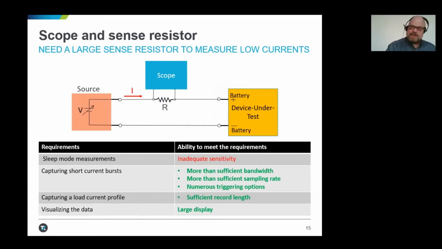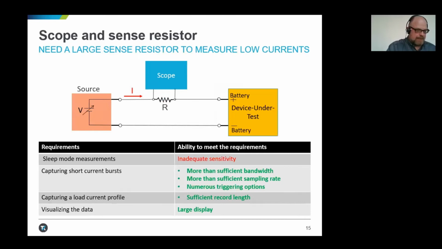Let's take advantage of the oscilloscope's signal capture capability and put a sense resistor into the circuit. Again, oscilloscopes are designed for fast sampling and wide bandwidth. Their resolution is limited, typically only 12 bits or less. The trade-off is low sensitivity, typically millivolt sensitivity. You would need a good-sized resistor for the sleep mode currents. When measuring the active states, such as the RF transmit, the voltage drop caused by the sense resistor will have a large impact on the voltage that powers the device under test.